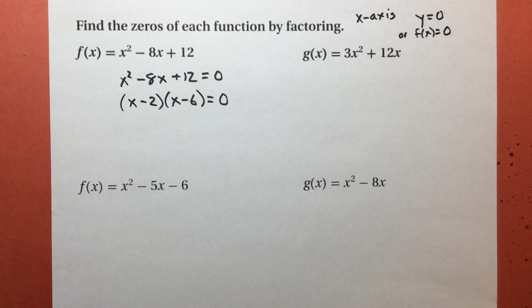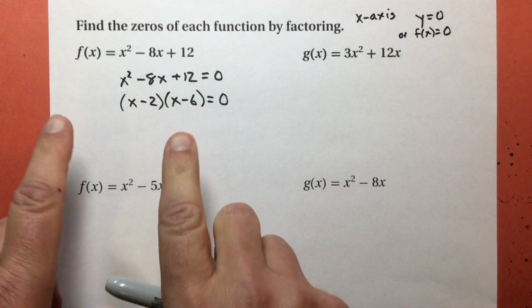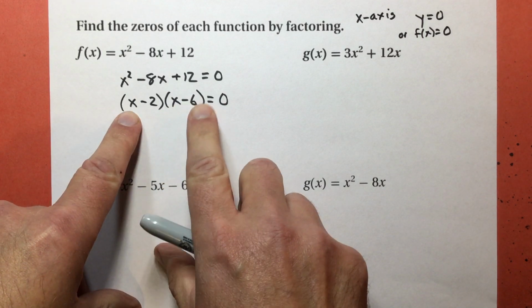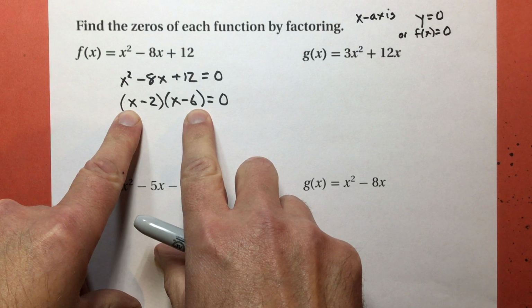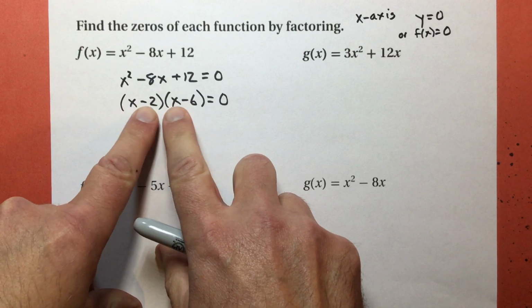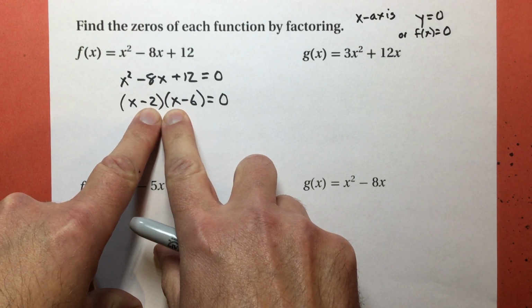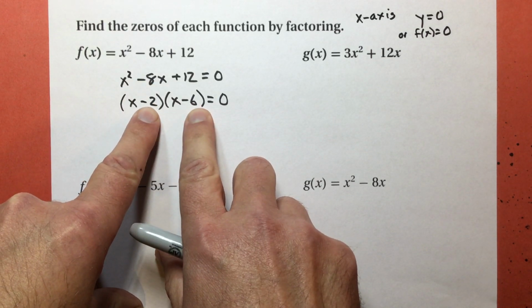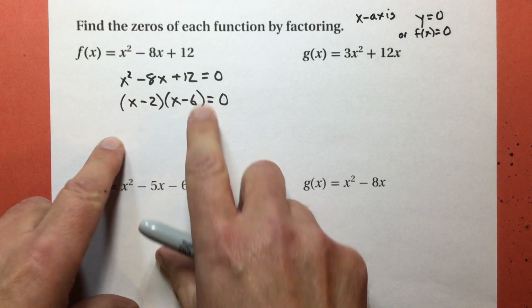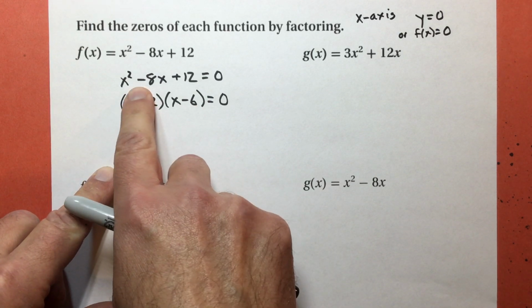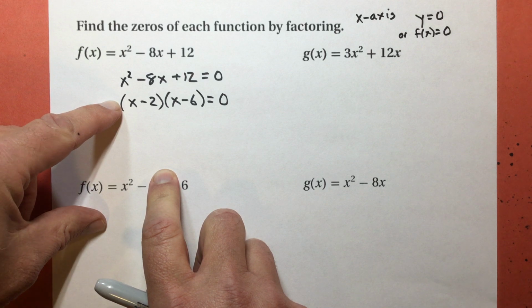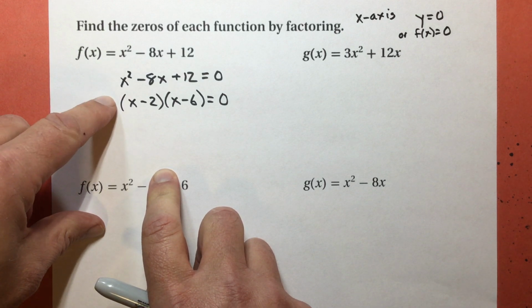So if you are comfortable with FOIL, this is x times x, which is x squared. This is x times negative 6, negative 6x, and negative 2x. Those are like terms, so I'm going to add and get negative 8x. And negative 2 times negative 6 equals positive 12. So if I go from here up to here, that's multiplying. And if I go from here down to here, that's factoring. And again, this is an Algebra 1 skill.